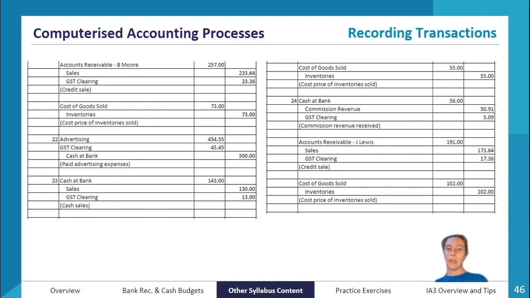And let's see, we've got more different revenues. So, for example, on the 24th, we've got commission revenue. So, cash at bank is going up. Commission revenue is a credit by nature, and so that is credited because it's also going up. And you figured out the GST component of that as well.